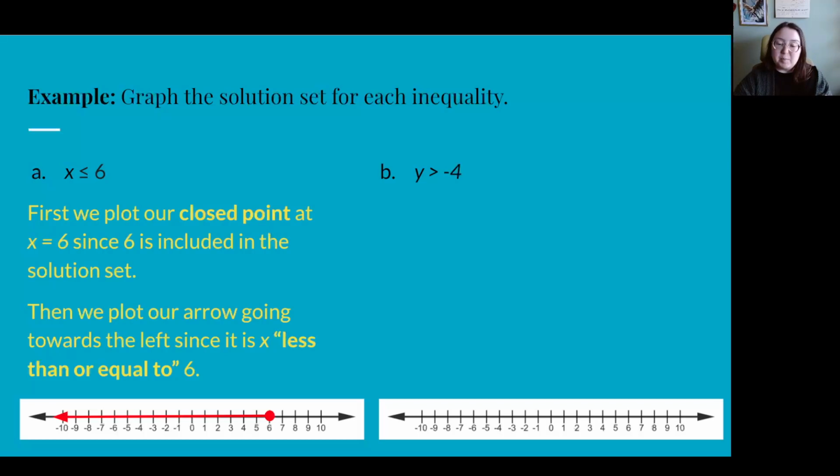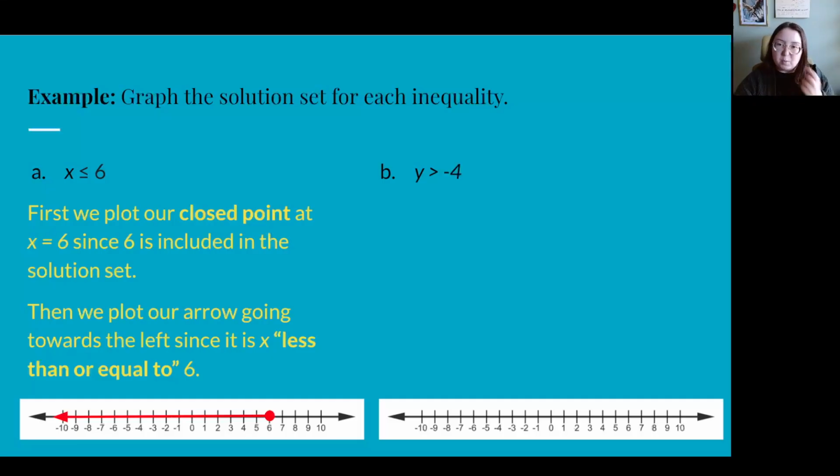Another thing that you can keep in mind is that whatever direction your inequality points is the direction you'll color on the number line. So our inequality points to the left, we color in to the left. If your inequality points to the right, you'll color in to the right. So that's the main difference there. So we'll plot our arrow going towards the left since x is less than or equal to 6. Going from our filled in point at 6, our arrow starts at 6 and then goes all the way down. Obviously this would go for an infinite amount of numbers, but we're not going to do that. So we would just end our arrow at the end of our number line.